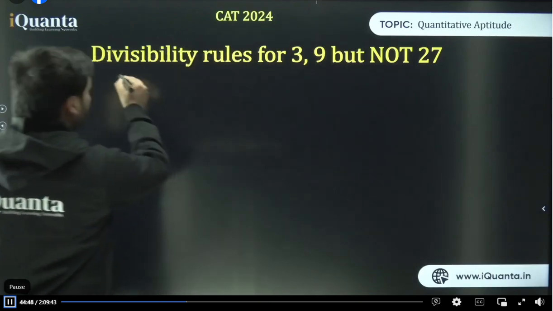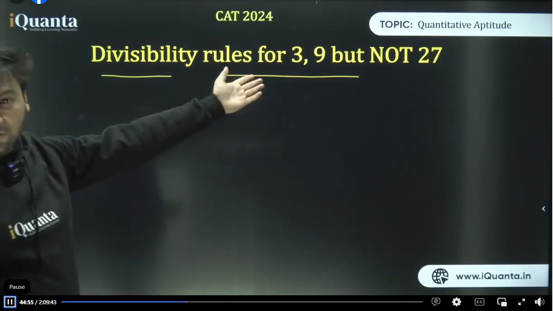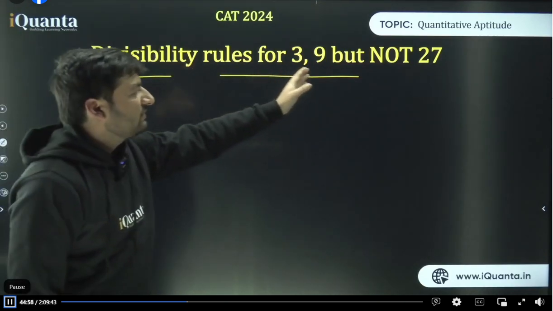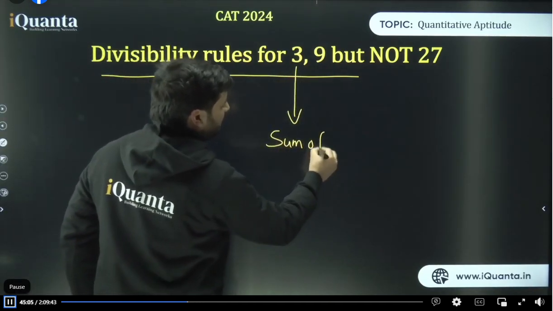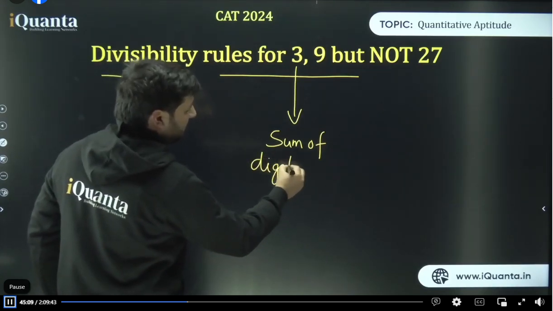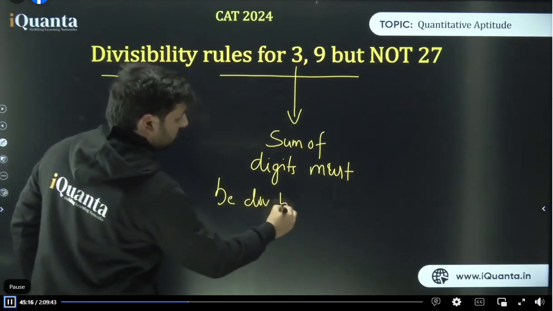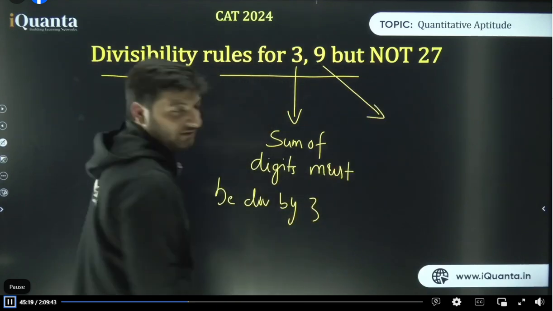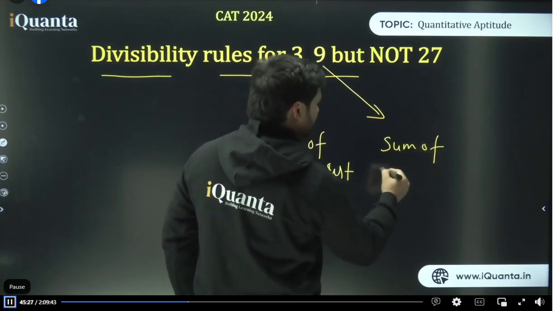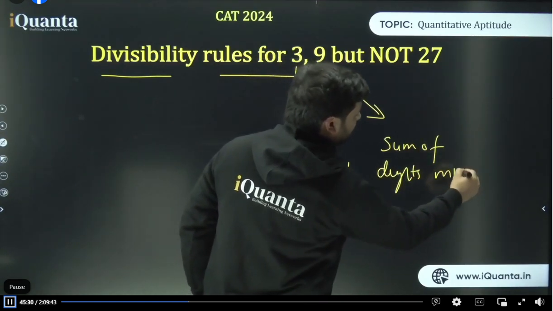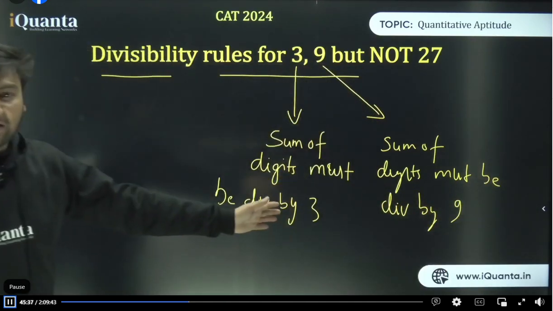So let us come to this now, which is divisibility rules for 3, 9, but not 27. What does this mean? Do not be confused with this, okay? We are checking divisibility rules for 3, 9, but not 27. You all know the divisibility rule of 3, which says that the sum of digits must be divisible by 3. You also know the divisibility of 9, I already explained. It also says that the sum of digits must be divisible by 9. Right? So 3 and 9 ka divisibility rule is same.